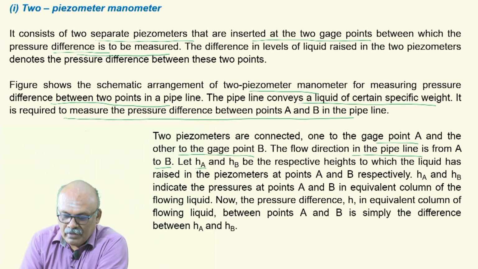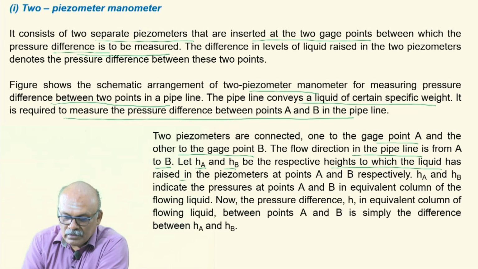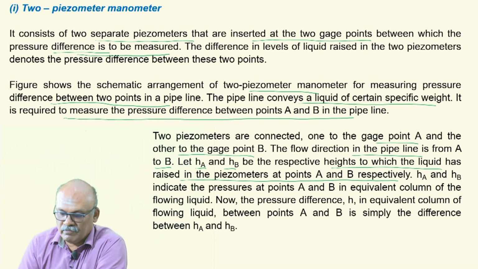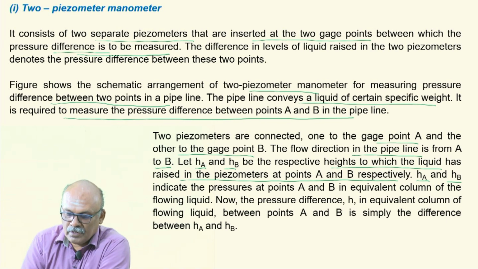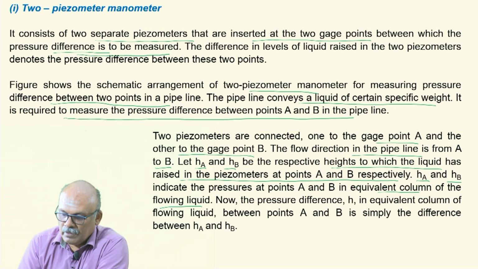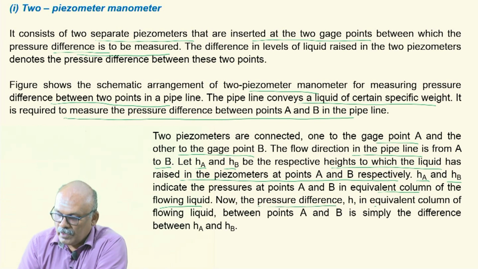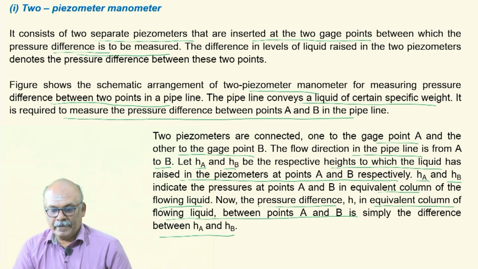So HA and HB are the respective heights to which the liquid has risen in the piezometers at points A and B respectively. So HA and HB indicate what? The pressure head. The pressures at points A and B in equivalent column of the flowing liquid. Now the pressure difference in equivalent column of flowing liquid between points A and B is simply the difference between HA and HB. This is what I explained.